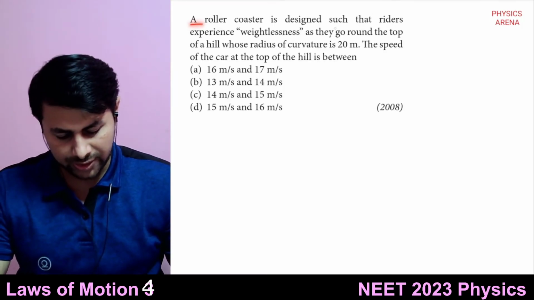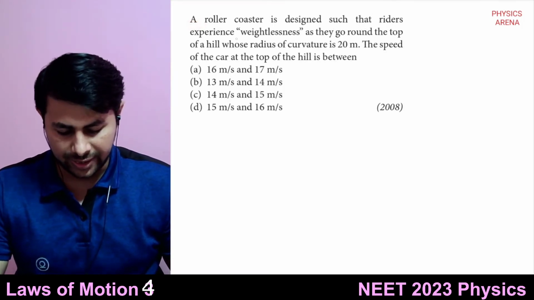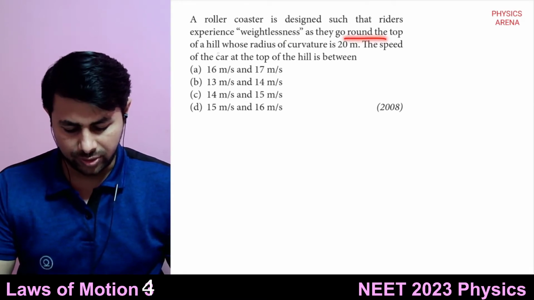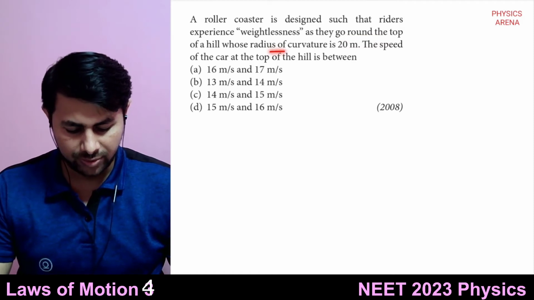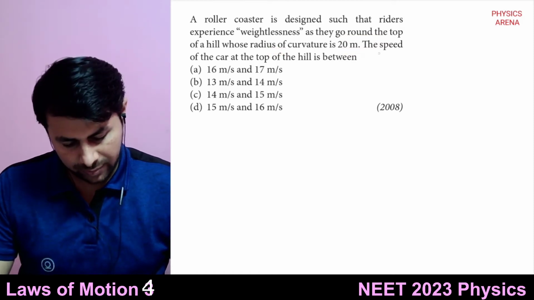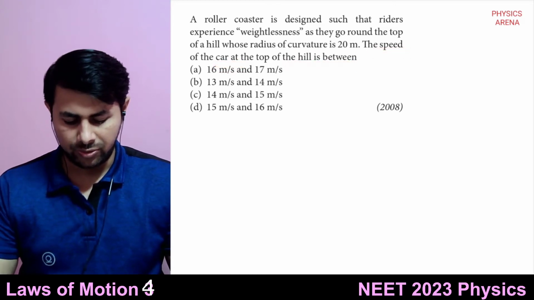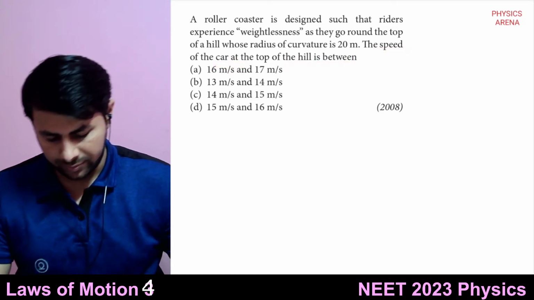A roller coaster is designed such that riders experience weightlessness as they go round the top of the hill whose radius of curvature is 20 meters. The speed of the car at the top of hill is between. We have to find out the speed of the car.